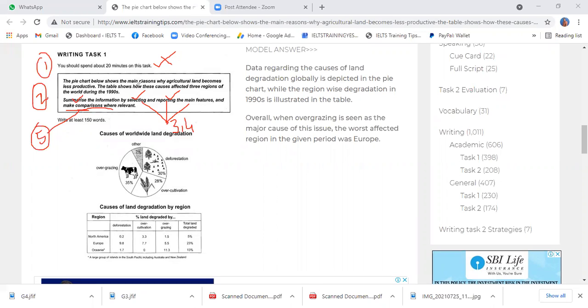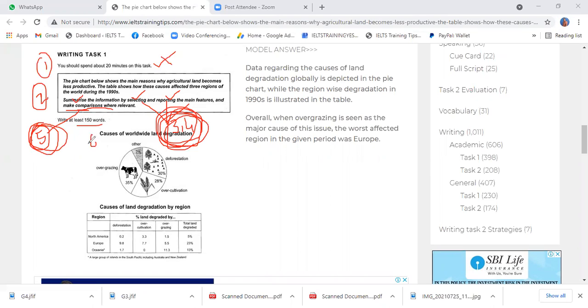And summarizing. If you summarize this, you can write within the word count, an ideal word count of 150 to 200 words. But mandatory things are there. Select and report. This is mandatory. You need to select and report the main features and make comparisons.